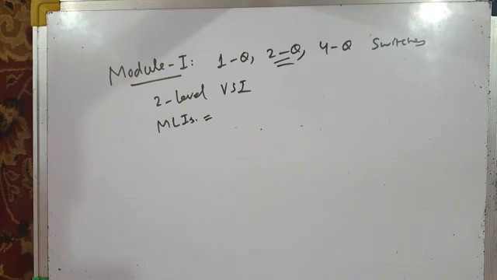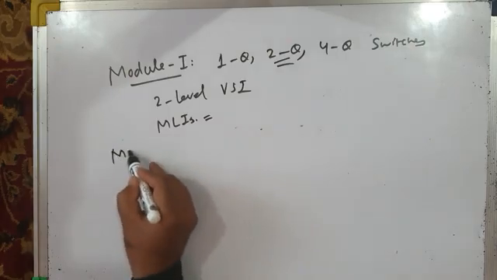And in that module, we also discussed other types of multi-level inverters, like flying capacitor multi-level inverters and cascaded H-bridge multi-level inverters. The structures of 3-phase 2-level voltage source inverters and 3-phase multi-level voltage source inverters were discussed with you in great detail. Okay, that was about module 1.